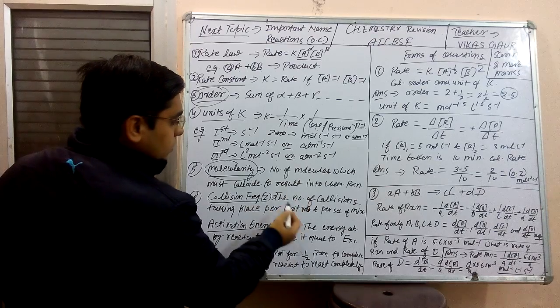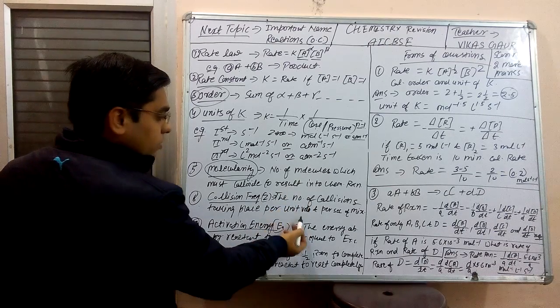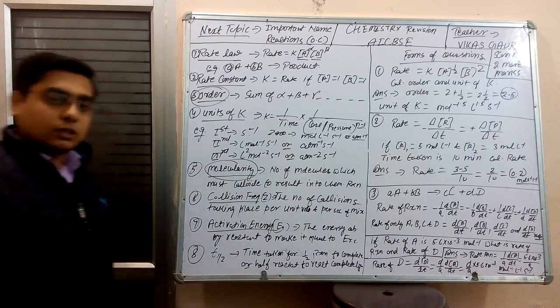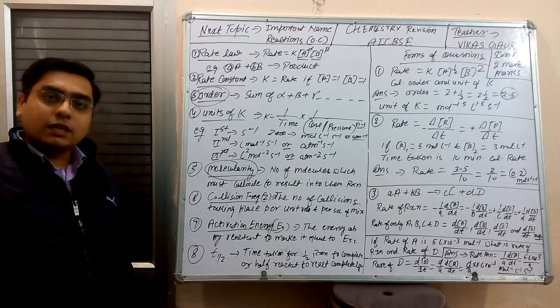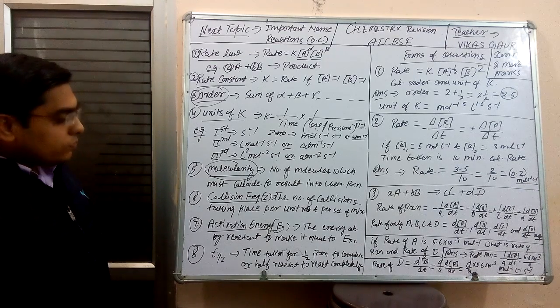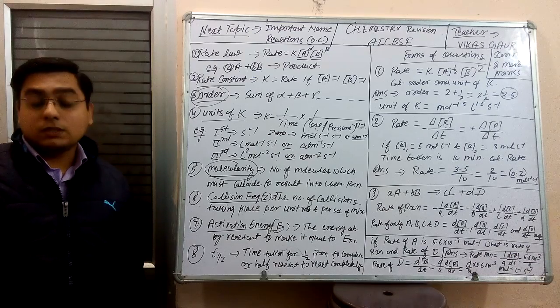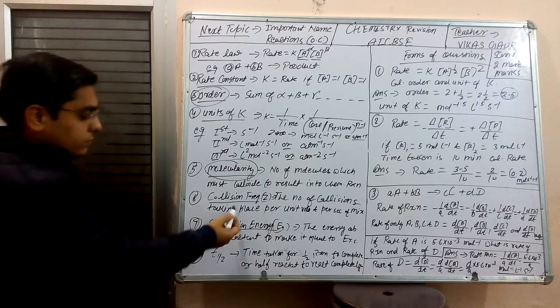Number 6 is collision frequency, Z. According to collision theory, the number of collisions taking place per unit volume and per second in a reaction mixture is very high, from 10 to the power 25 to 10 to the power 27 collisions per second. This is called the collision frequency.